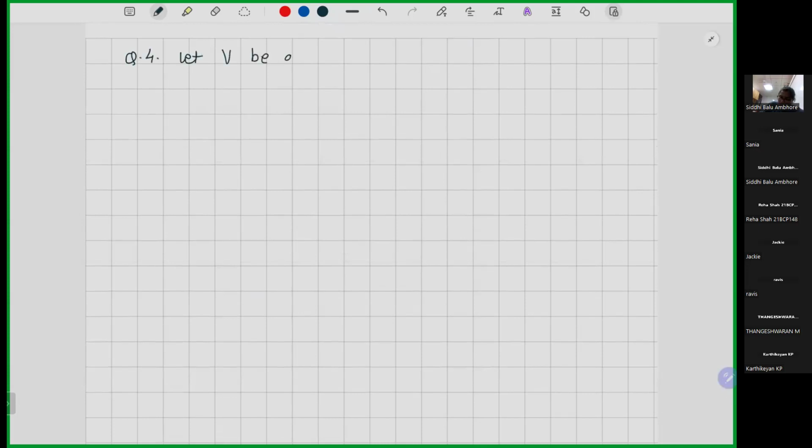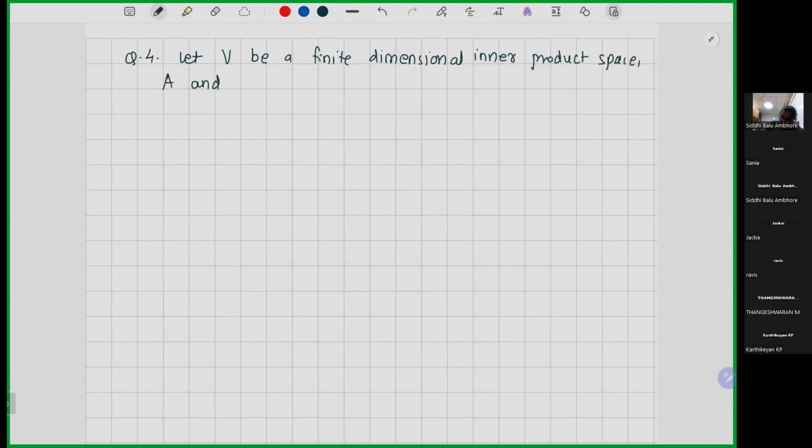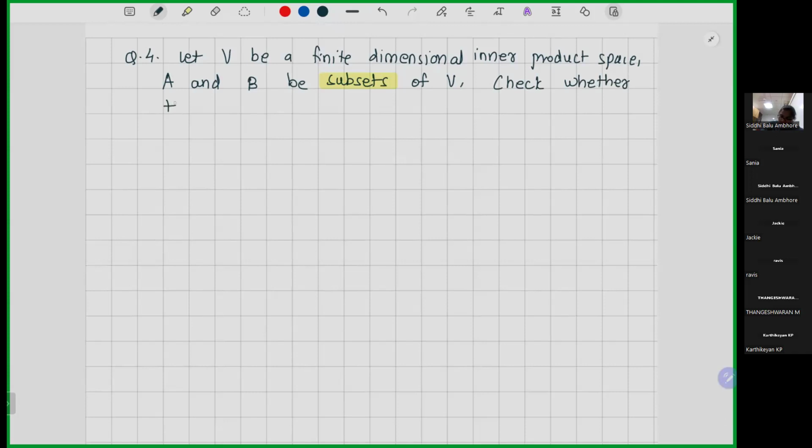Let V be a finite dimensional inner product space. Let A and B be subsets. Okay, we are again talking about subsets, so only sets and not subspaces of V. Now check whether the following statements are true or not.